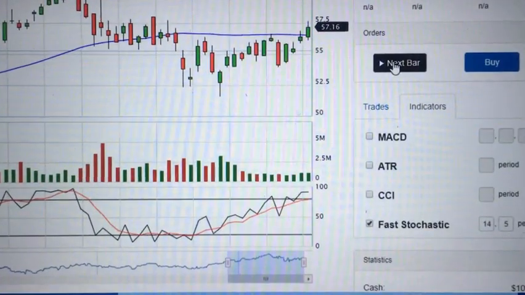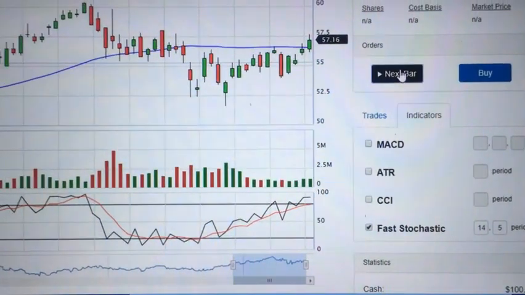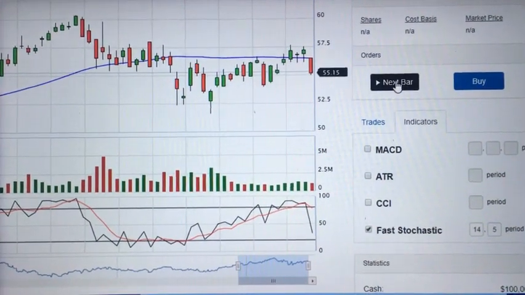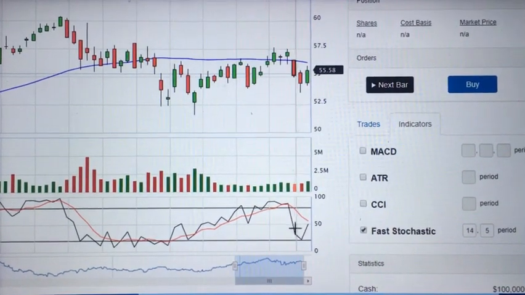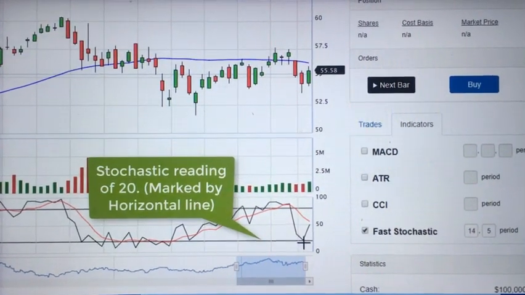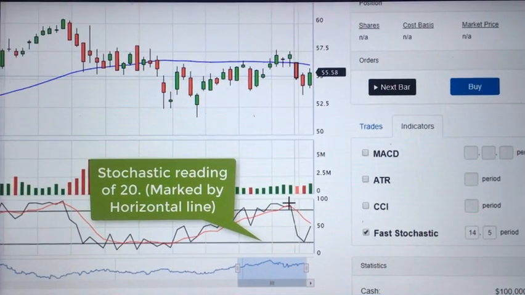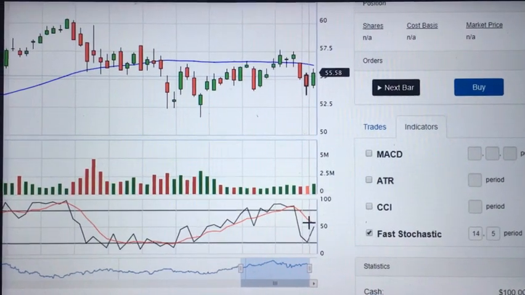I'm going to keep going. Okay, now we're above, but now I need to see the stochastic dip down, so I'm not going to touch this. I'm going to wait until I see the stochastic come down. Okay, there, now it dipped and just touched the 20. It hasn't crossed over the red line. The black line is coming up. It has not crossed over the red line yet.